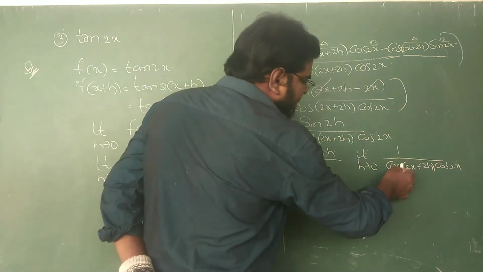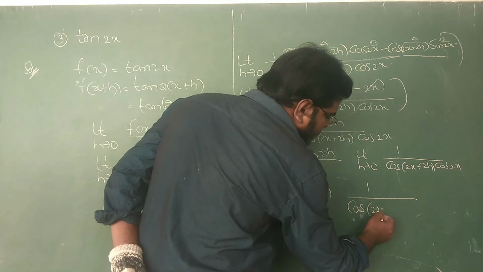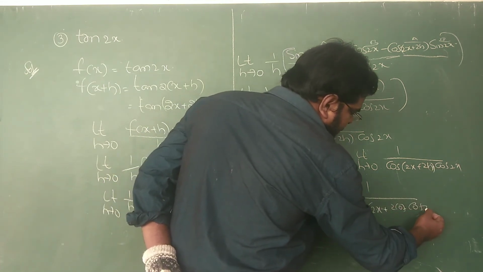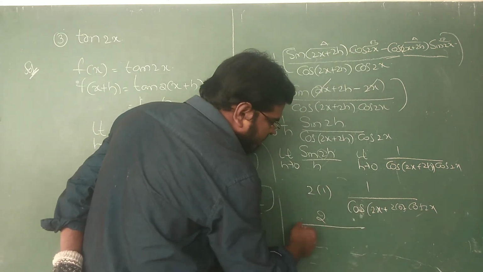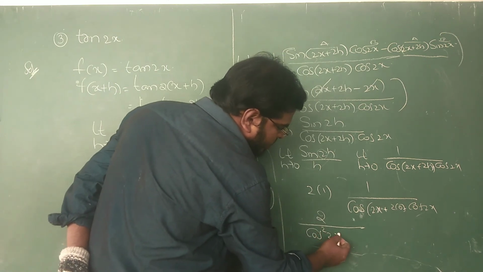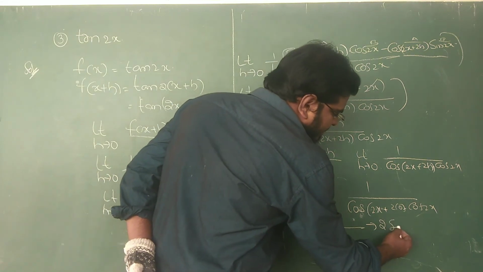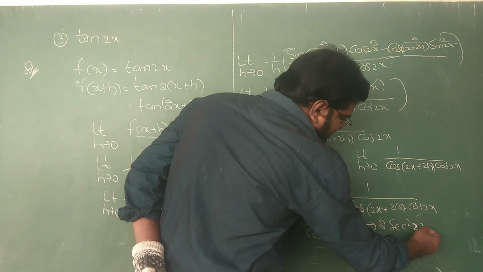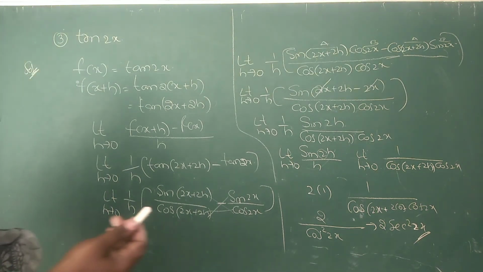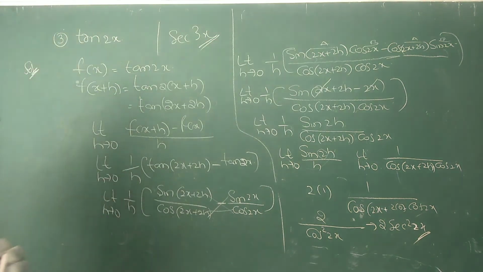And here apply the limit: 1 by cos 2x, instead of h put 0, so 2 by cos 2x into cos 2x, that is 2 by cos square 2x. We can write 1 by cos as sec, and square is the square. That means the answer is 2 sec square 2x. In the same way, try to solve this one, tan 3x. These are the important problems.